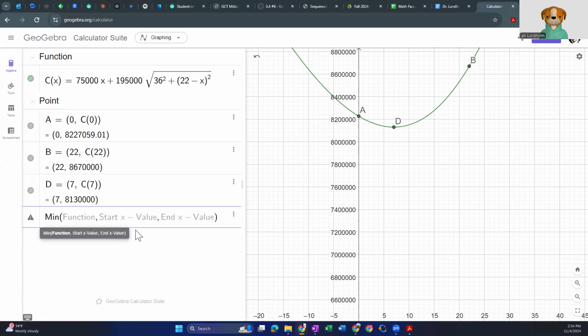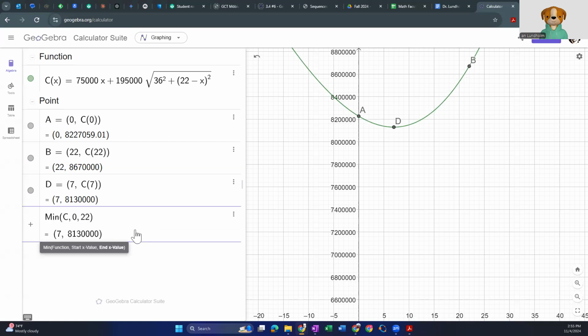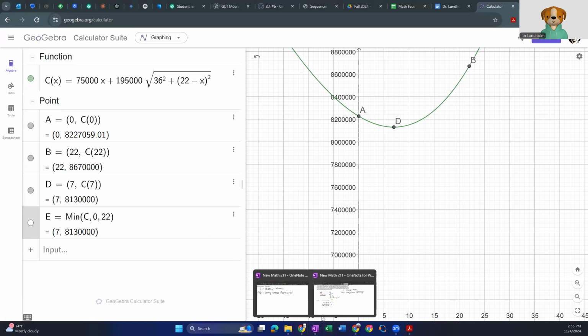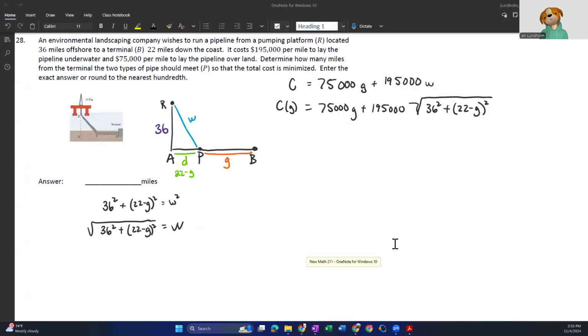If we did min of C, oh my gosh, I'm just totally showing you how to cheat the system here. I might have to re-record this. I'm giving away too much. Look at this. Oh, you can find the minimum on an interval. That's great. I'm so happy I did that. All right.